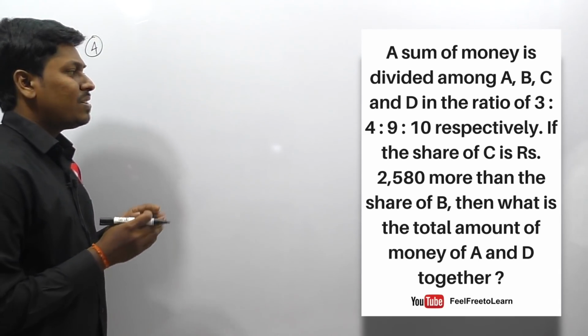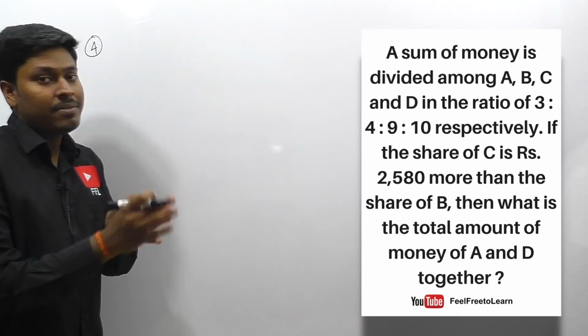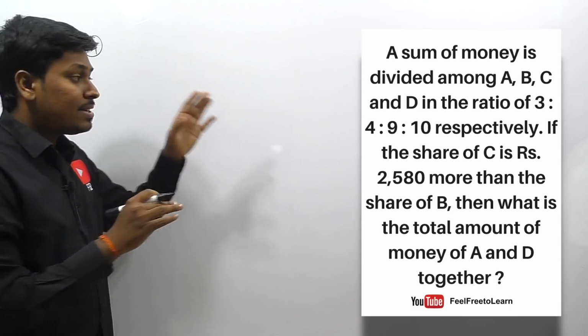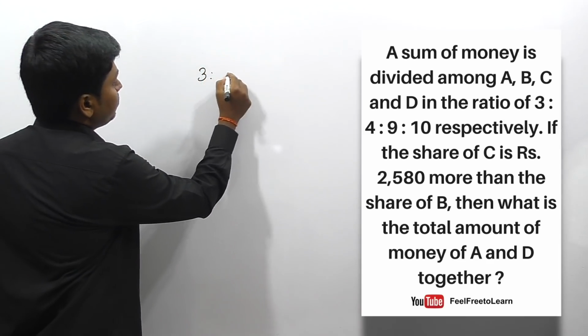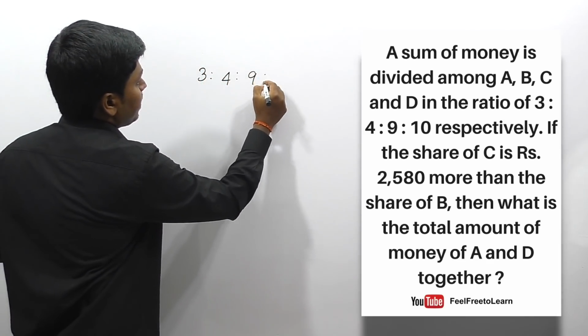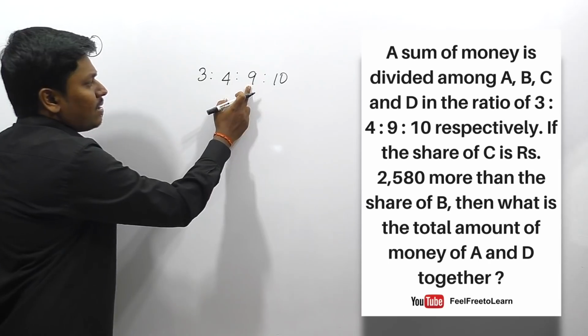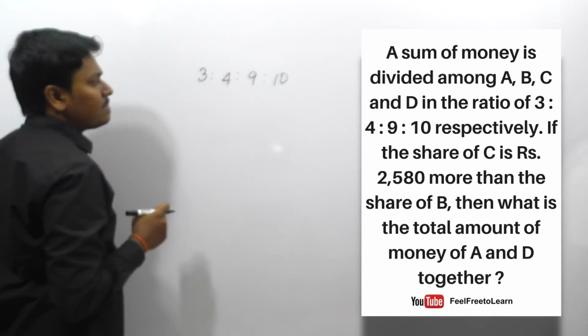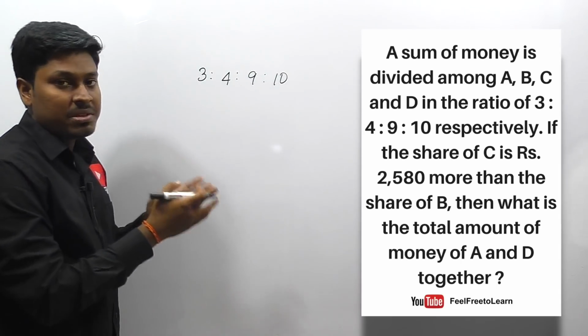So friends, first of all listen carefully. Sum of money is divided among A, B, C, D, right? Money is divided among 4 persons in a ratio that is 3:4:9:10, and the person C's share is 2580 more than the person B's, right? I think the difference amount will be 2580.